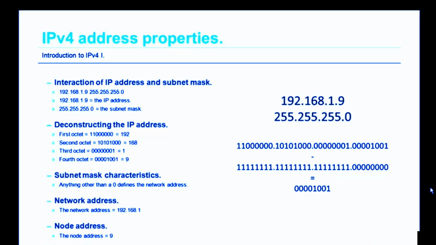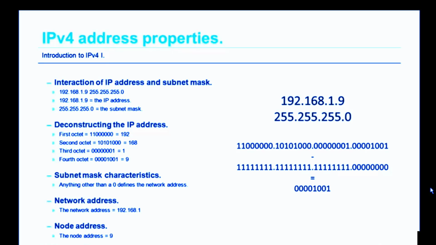The second octet is 10101 followed by 3 zeros. That equals 168. That third octet's real easy. It's 7 zeros followed by a 1. And then we have the fourth octet, which is 4 zeros, a 1, 2 zeros, and a 1. That equals 9. Now if we deconstruct the subnet mask, what we have is 3 octets that are full of ones and 1 octet that's full of zeros.